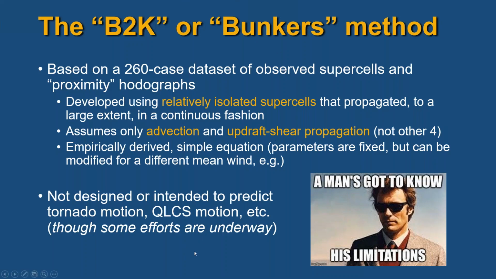And why would a person use it for QLCS motion, for example? If you look at what SRH really means for QLCSs, because SRH, as we have it delivered in the models, is using the motion of a right-moving supercell, that really doesn't make a whole lot of sense to me. And that's why I think the TWIP team has it right by looking at the bulk shear vector in the lower atmosphere, for example, 0 to 3 or 0 to 2.5, which we might use out here in higher elevation. That makes a lot more sense. So using something that's for a supercell for QLCSs just really doesn't make sense.